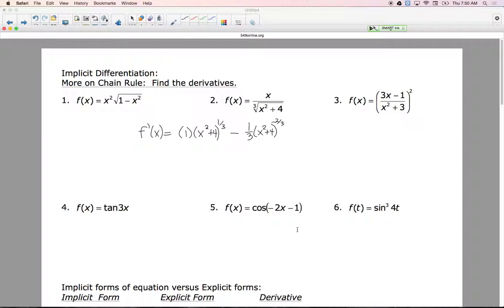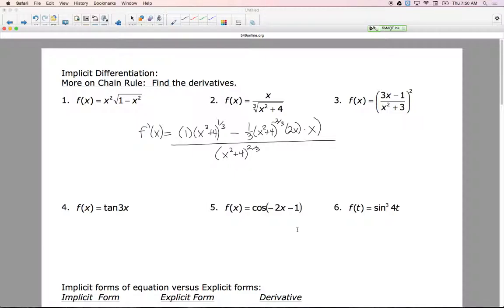1/3 x squared plus 4 to the -2/3. Some of you are going to start taking the derivative of the inside before you should. Times 2x times x. I feel like we've done one like this. Oh well. We square the bottom, what are we going to get? 2/3 power now.